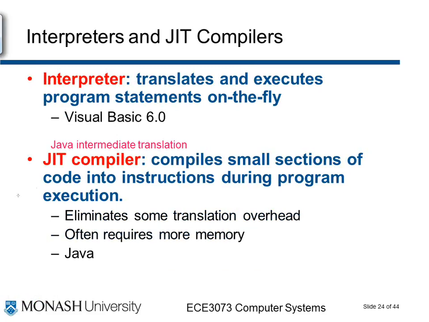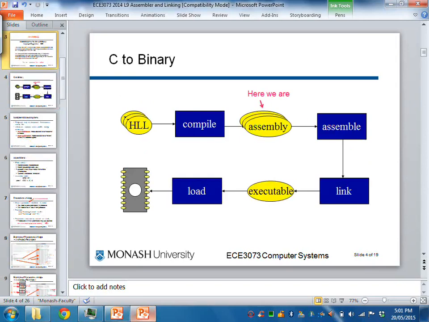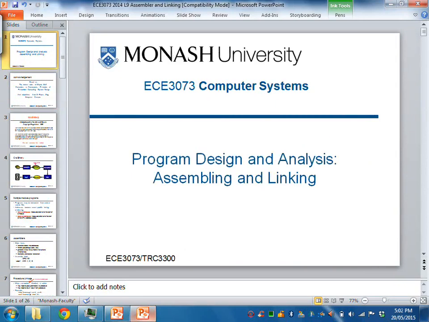Somewhere in the middle, you have JIT compilers, just in time. So it compiles code as you need it. So somewhere in between the two. And this is what's used in Java. Okay, on to the next section, which is talking about assembly and linking.